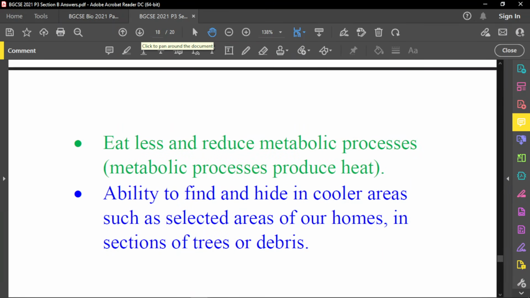Eating less, you produce less fat because there's less food to be stored as fat. All right, and also they reduce the metabolic processes as well, because some metabolic processes will produce a lot of heat energy as well. Okay, so they do this to reduce heat as well.